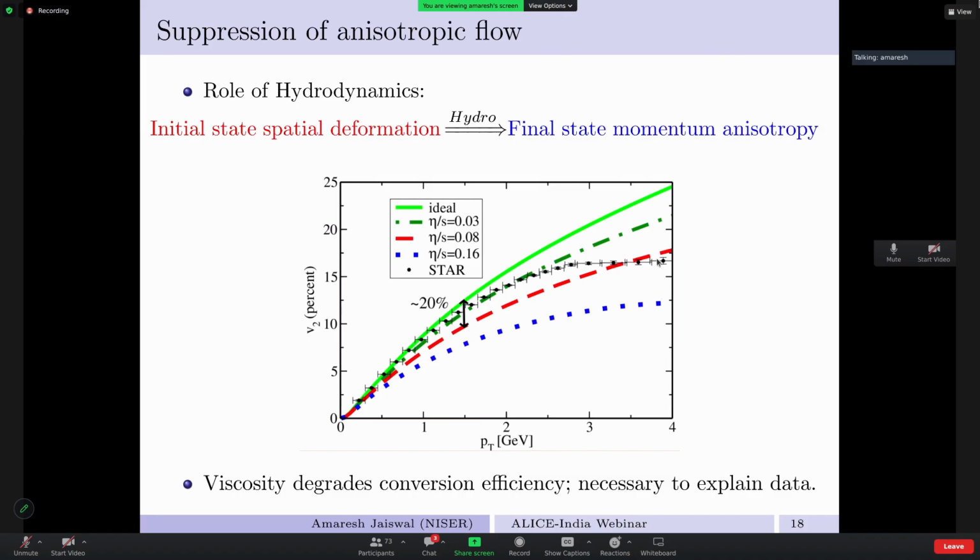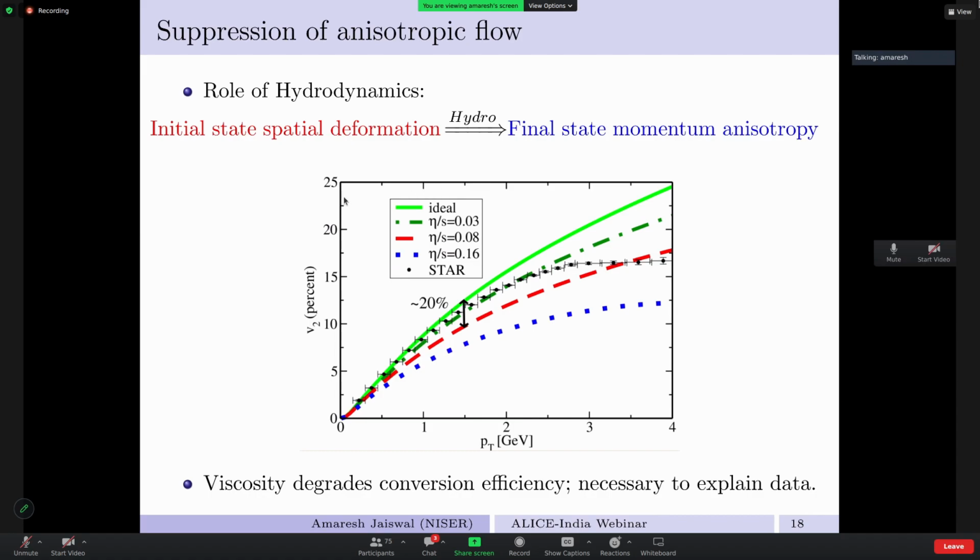We do need a finite but non-zero eta by s. Okay. Amaresh, the data shows some kind of saturation also, right? For large pT it is becoming flat. Which is also something hydrodynamics, whether ideal or viscous with some amount of eta by s, is unable to reproduce, that saturation nature. It's still increasing. Right.